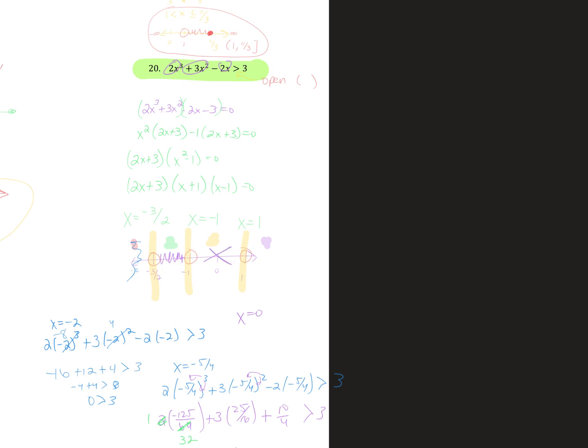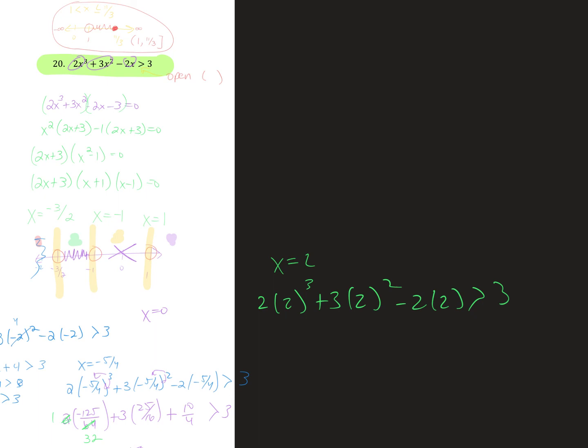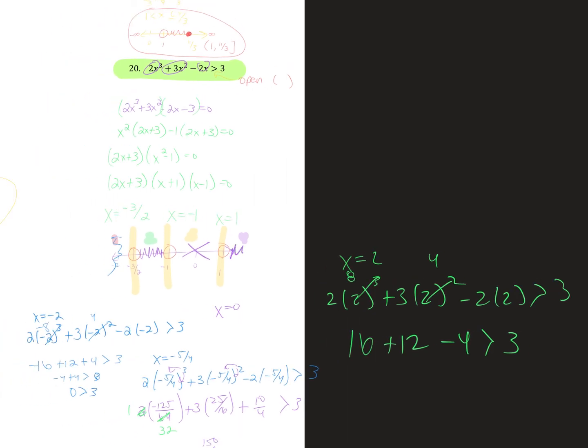So now I'm going to try something bigger than 1. So let's try 2. I'm going to try where x equals 2. Does this satisfy my inequality? So 2 times 2 cubed plus 3 times 2 squared minus 2 times 2, is that greater than 3? So 2 cubed is 8, 8 times 2 is 16. 2 squared is 4, 4 times 3 is 12. Minus 2 times 2 gives me -4. Guys, I can already tell when I add 16 and 12 and subtract 4, it's going to be greater than 3. So I know that, yes, stuff over here works.